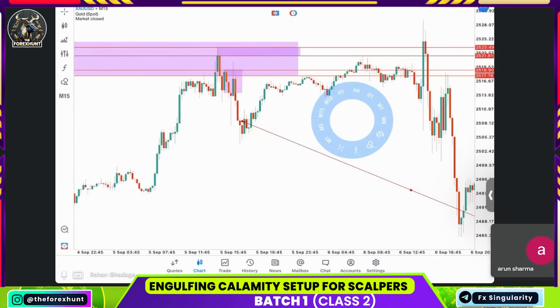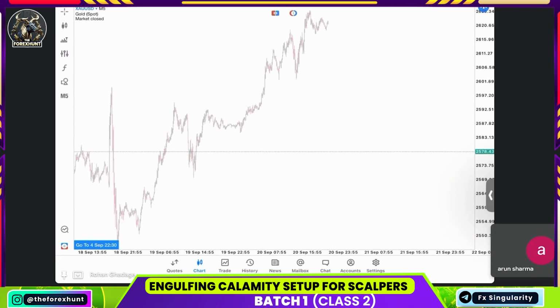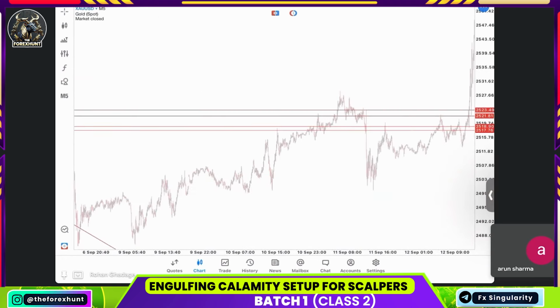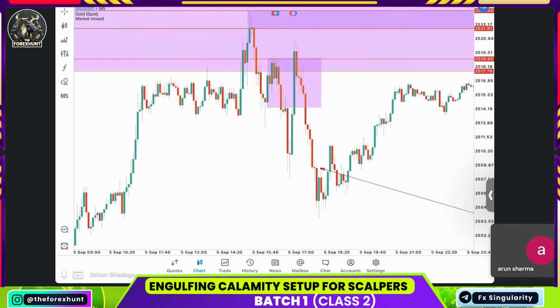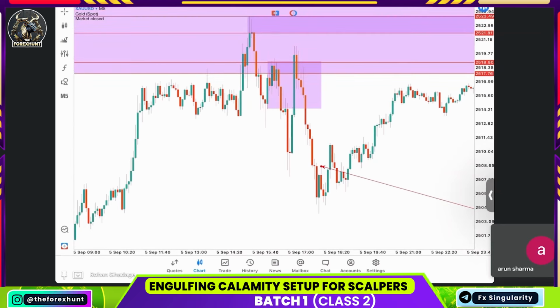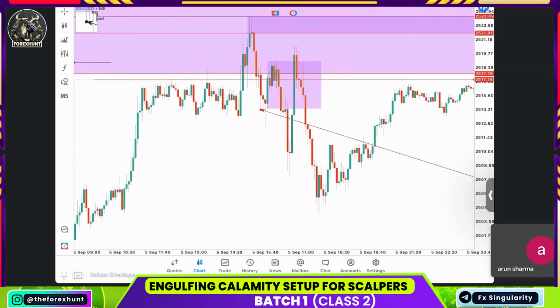Yes. The other thing, if you want a sniper entry, move to M5. At the top of M5, can you see we have one buy fail? Engulfing buy fail. Yes. So delete all these things now.